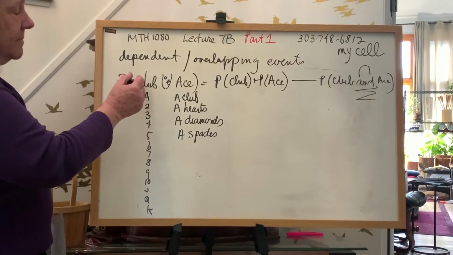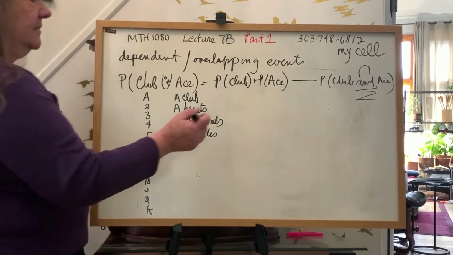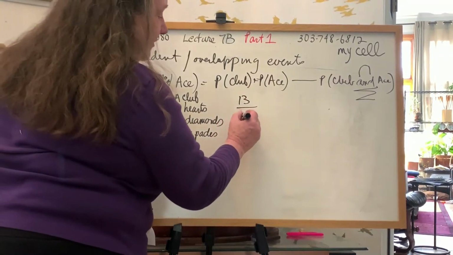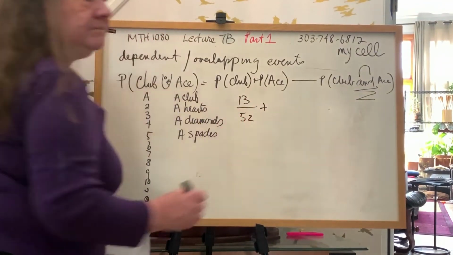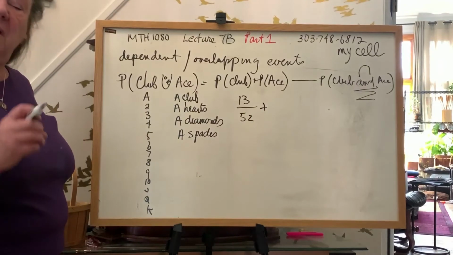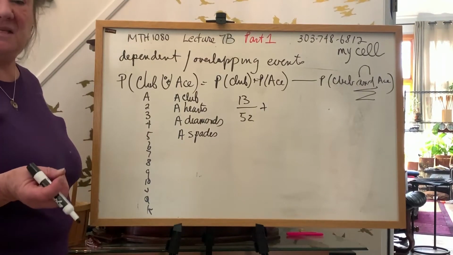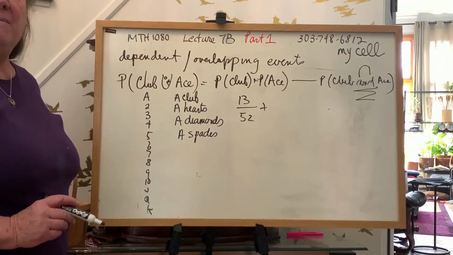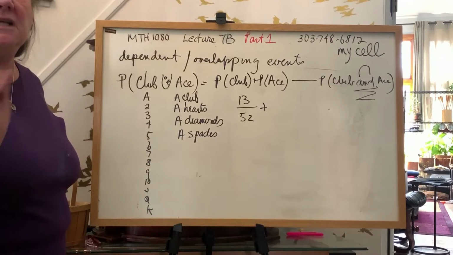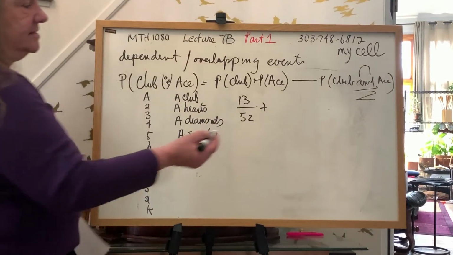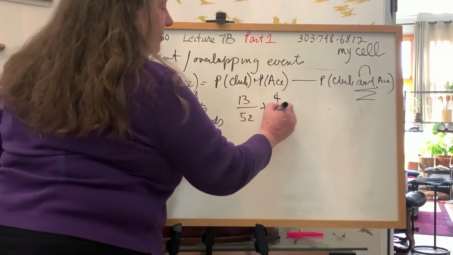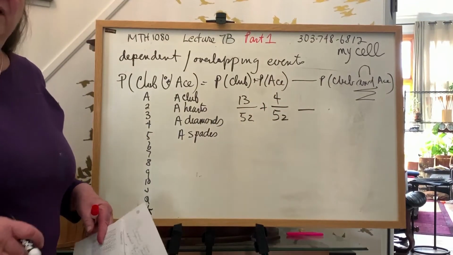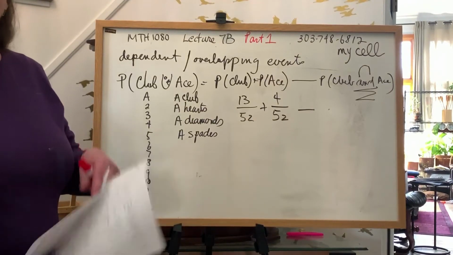So, the probability of drawing a club is 13 out of a standard deck of cards of 52. That's the probability. We're not saying we did it. We're just saying that's the probability. The probability of drawing an ace from a standard deck of cards, and we are not physically drawing it, so the denominator stays the same, is 4 out of 52. Minus the probability of drawing a club that is also an ace.